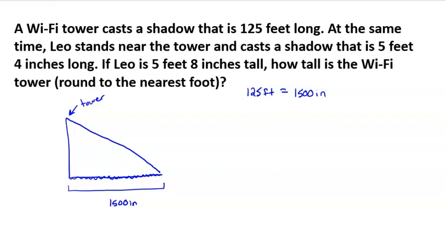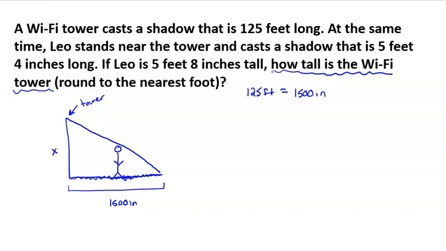And then our question is asking us how tall is the Wi-Fi tower. So this becomes X. Then it's telling us that Leo stands near the tower and he's casting a shadow. And we know that if we're casting shadows, all shadows are going in that same direction. So now let's kind of put Leo here.